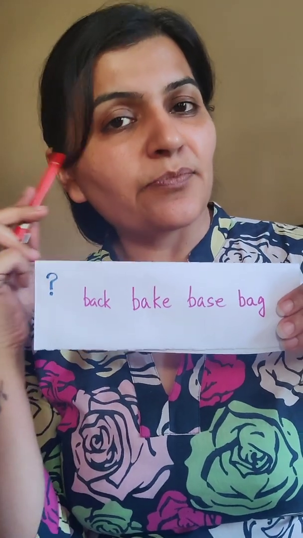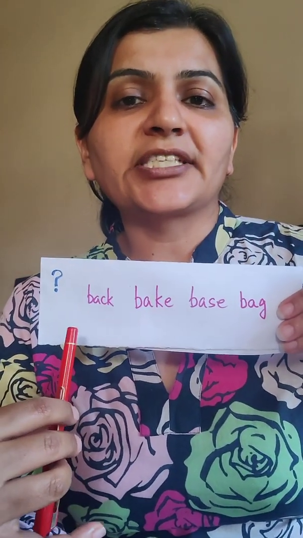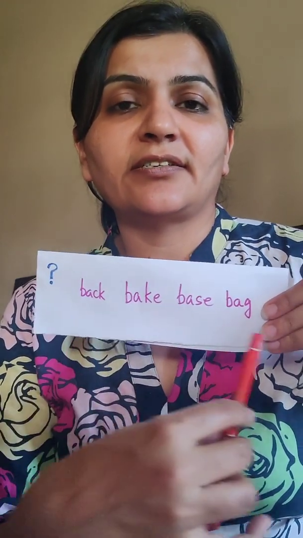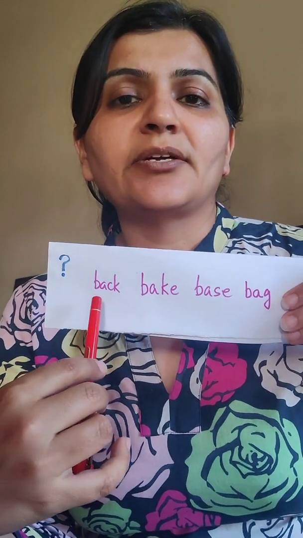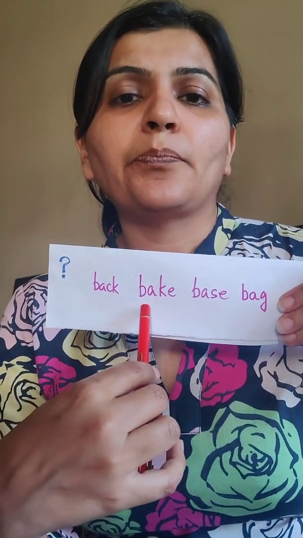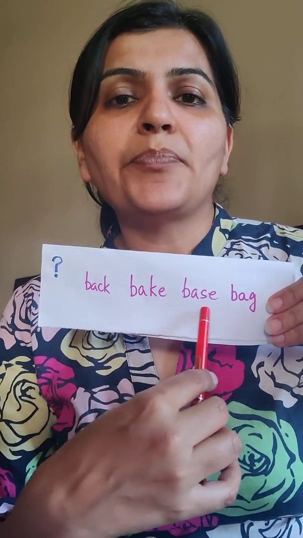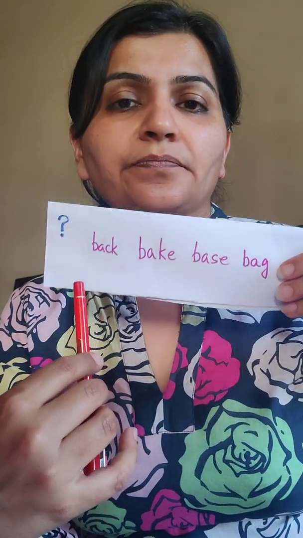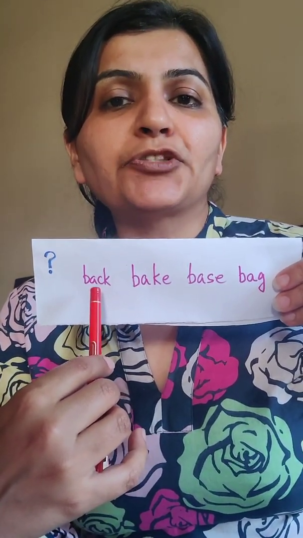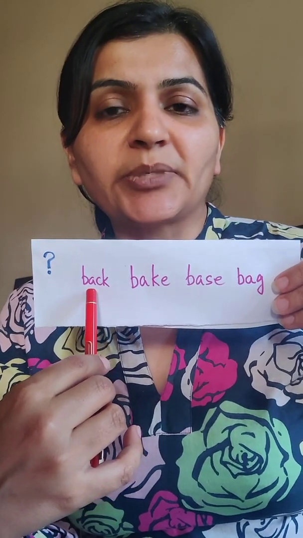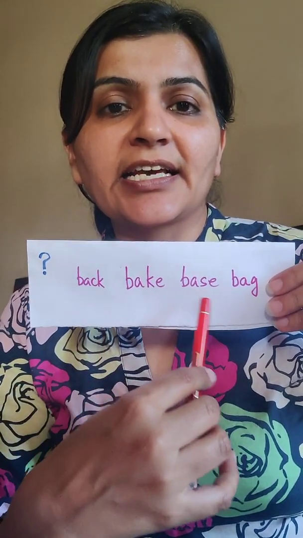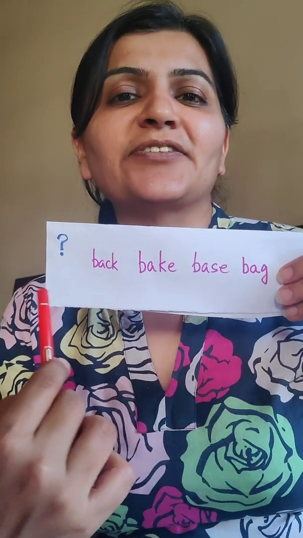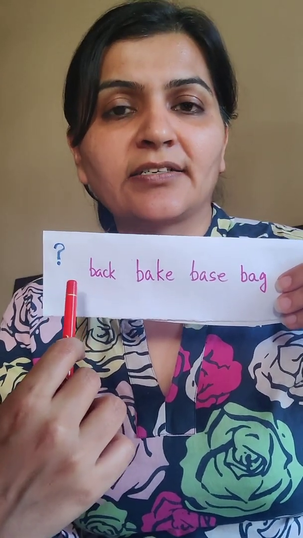If you said in your mind, if you spoke loud, we are going to see the letter which comes third in all the words. So here back we have C, bake we have K, base S and bag G. So the letters which we have to now keep in mind for alphabetical order are C, K, S and G. What comes first? C. So the first word will be back.